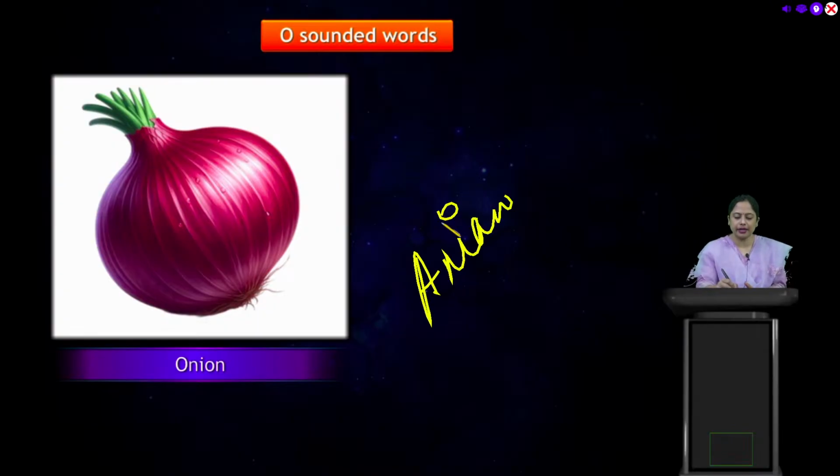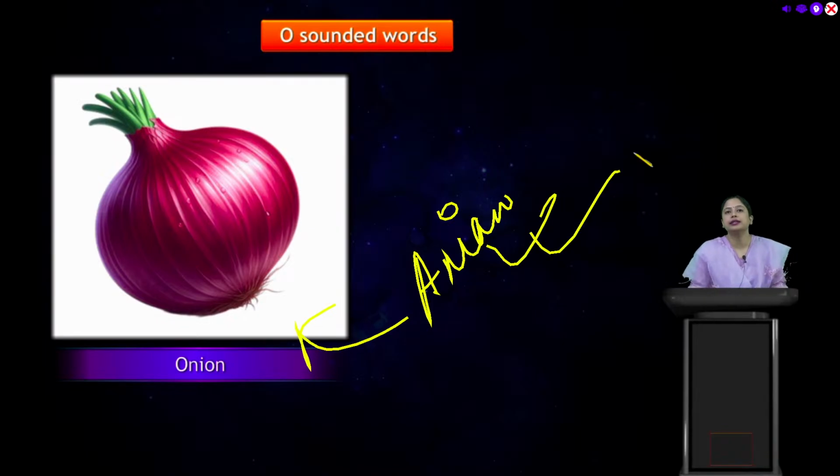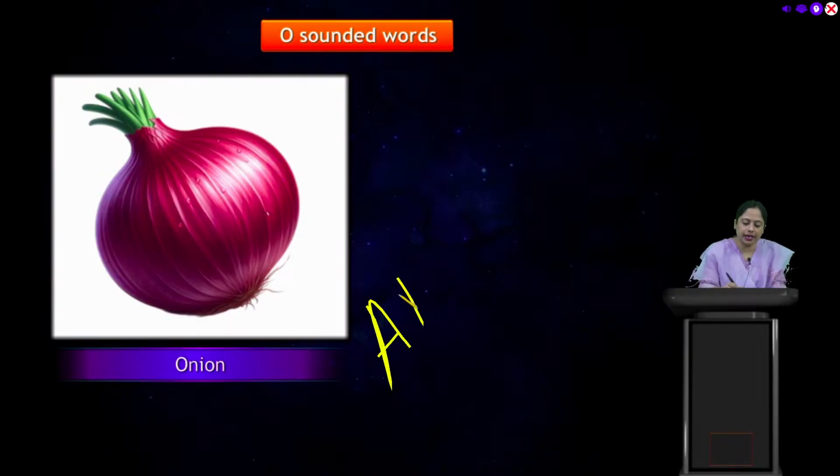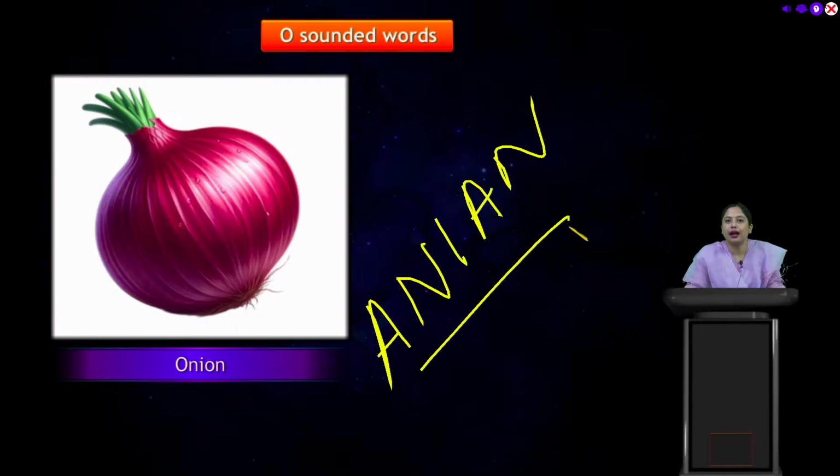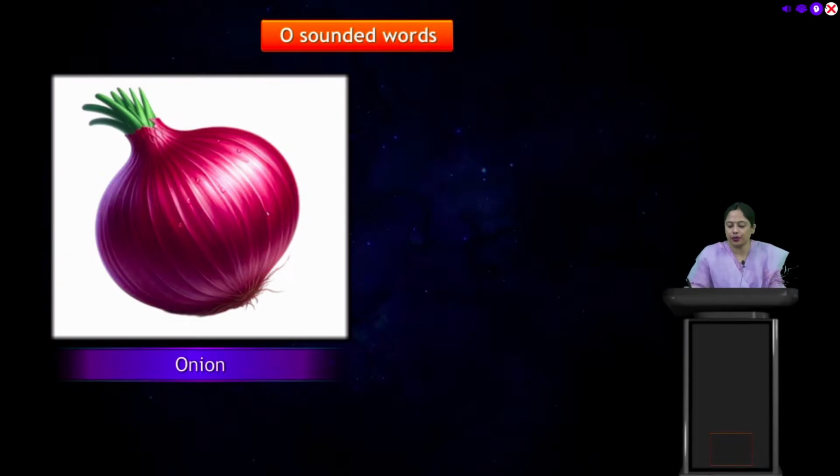See? This is the right sound. Onion. All of you, repeat after me. Say it again. Onion. So this onion should sound like onion. So the sound of this letter O is A. This time, this letter O produces the A sound, which is onion.